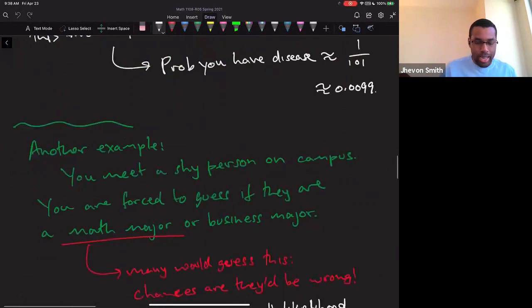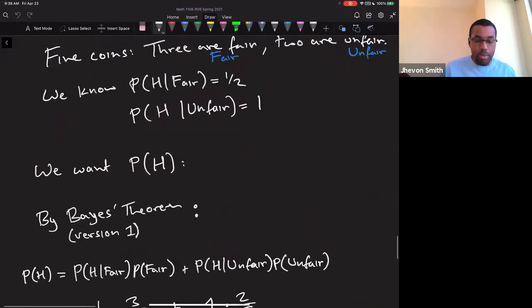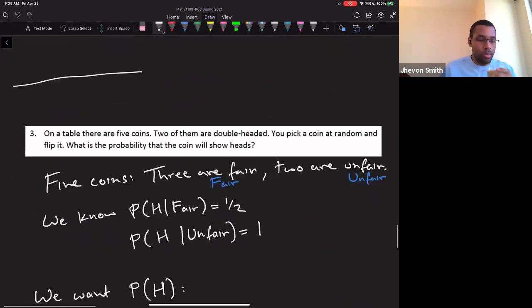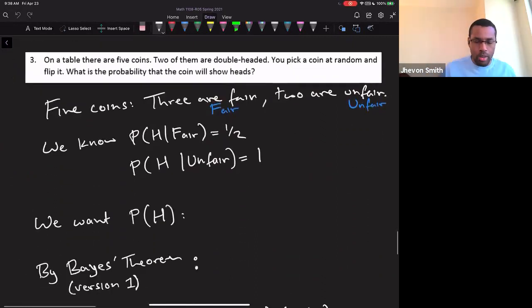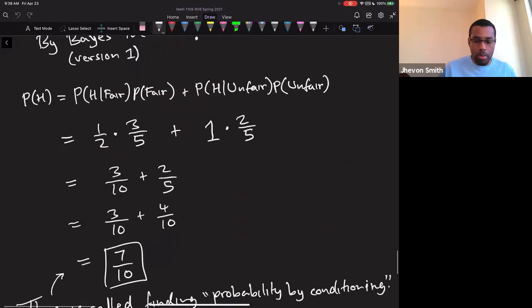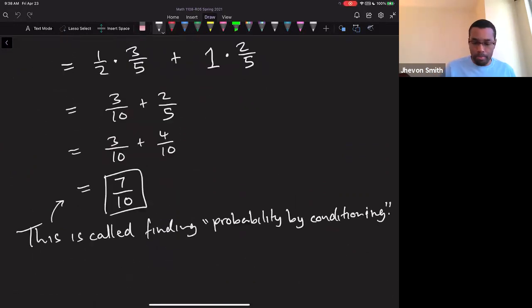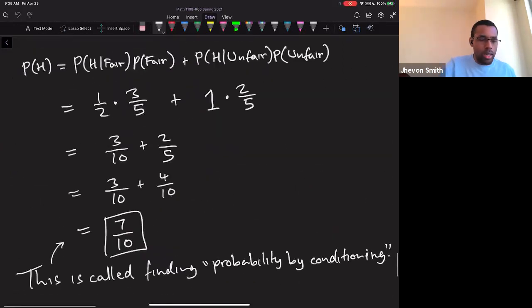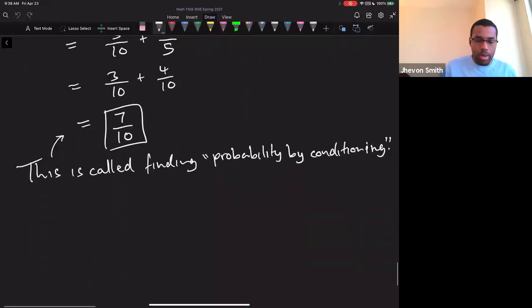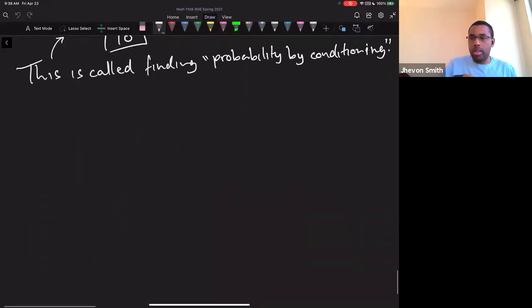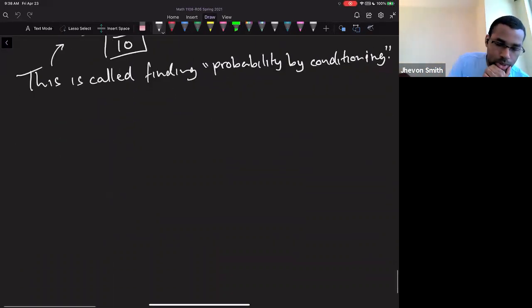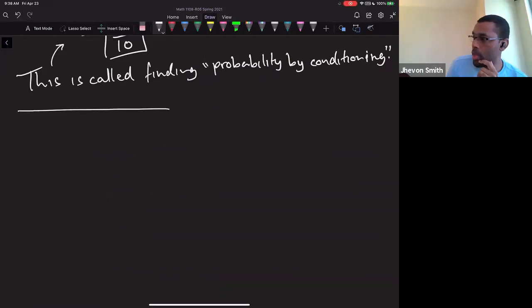And then we did problem 3 from that handout, where again we used Bayes' theorem, but we used version 1. This is called probability by conditioning. There is probably another way I want to talk about doing this, which was actually mentioned in the last class as well, which I did want to do, but we ran out of time.